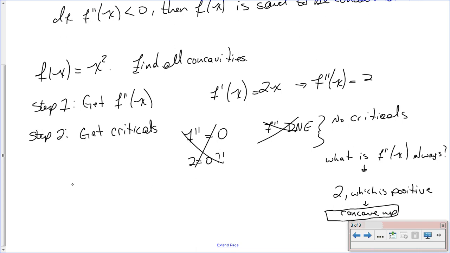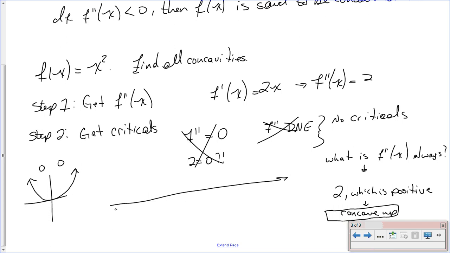Because if you think about it, the graph of x squared looks like this. That's always going to be concave up. It looks like a smiley face. We're going to put 2 eyes in here. It's always going to be concave up.